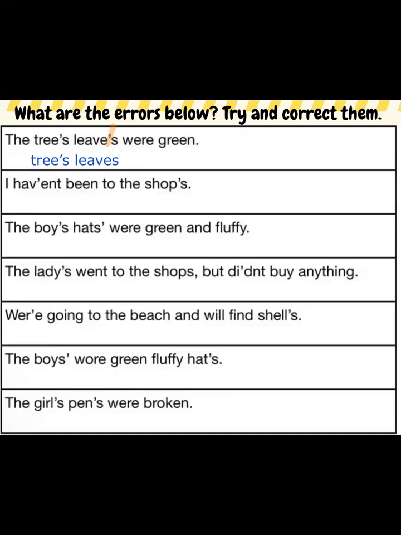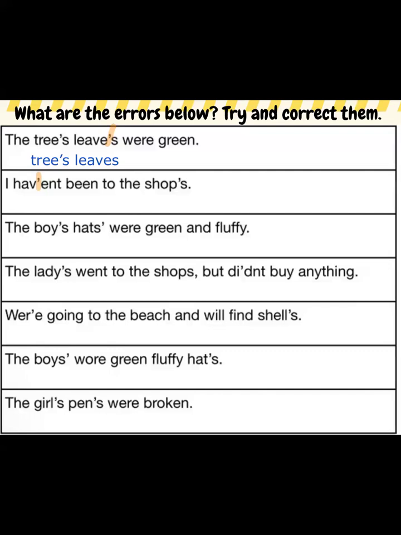Oh, the second sentence looks really strange. So, I haven't been to the shops. Now, there is something really wrong with this apostrophe here. And the really wrong part is I have squished have and not together to make haven't. Okay. But when I spell haven't, I haven't missed a letter out after the V. I have missed the letter out in the word not.